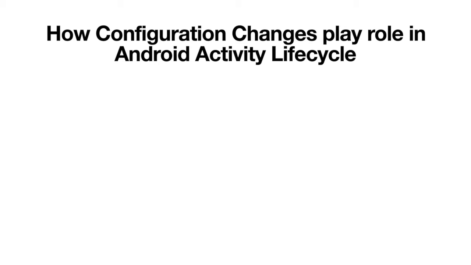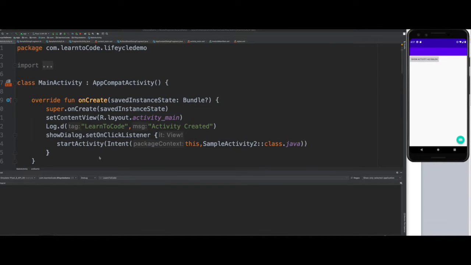All right, let's move on to my next topic, how configuration changes play a role in Android activity lifecycle. So let's jump straight into Android Studio. People who don't know what Android Studio is, it's basically an IDE, meaning integrated development environment, to build Android apps. The reason why I'm explaining all these configuration changes is because they have some relation with lifecycle changes, the Android activity lifecycle, which I have explained in my video 1. So please check that video out if you don't understand what an activity is and what activity lifecycle events are.